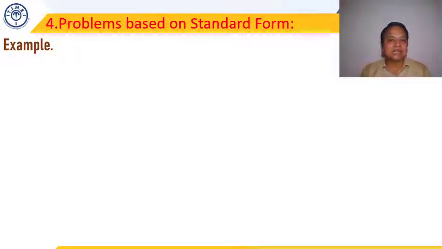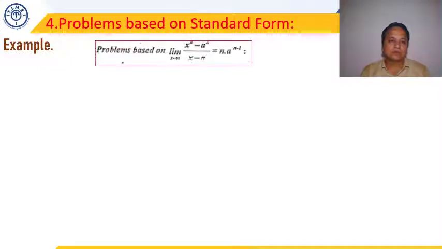Problem based on standard form. Till now we have done method of substitution, method of factorization, method of rationalization. Now we come to fourth method that says problems based on standard form. So problem based on standard form, whenever an expression is written in the form limit x tends to a, we have to find the value of the limit x to the power n minus a to the power n upon x minus a.